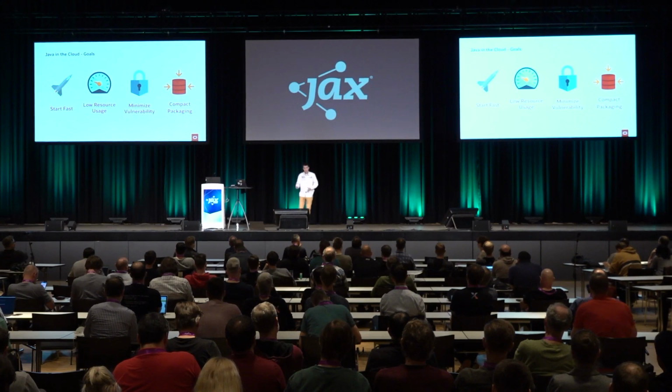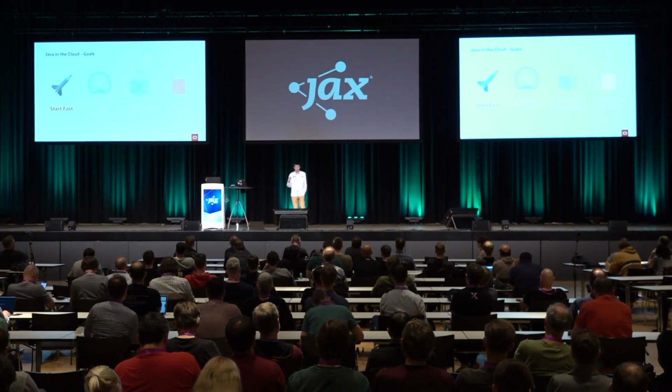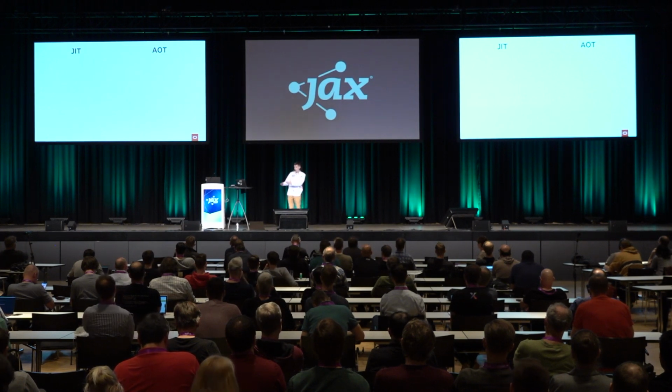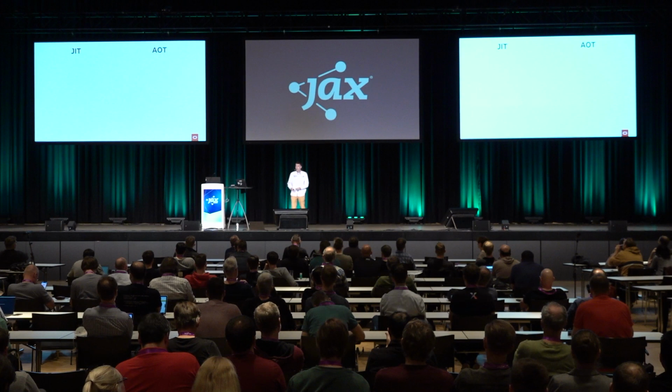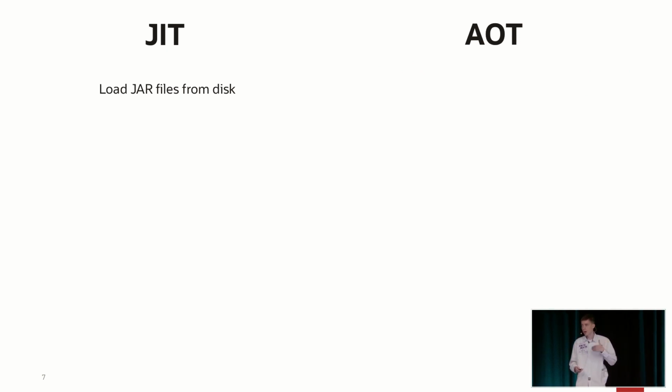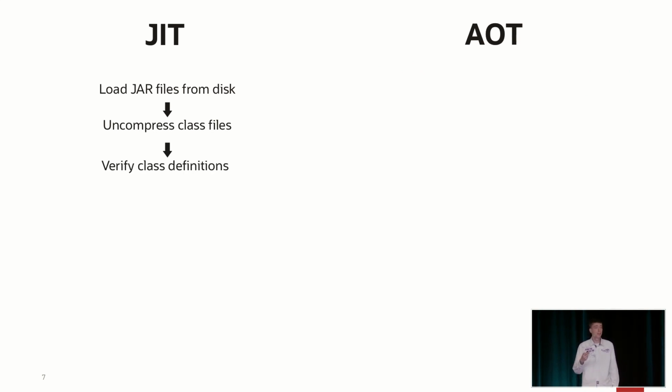So of these four areas, let's focus on the first one, start fast. Let's compare the JIT, the just-in-time mode of running an application like Java, with the AOT, the ahead-of-time compiled mode of running an application. In the just-in-time compile mode, what happens when a Java program is starting? Of course, first, there are jar files and class files that are loaded from disk. They are typically uncompressed first, because a jar file is a zip file. Then the class definitions are verified.